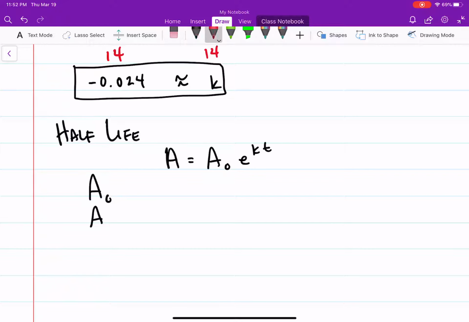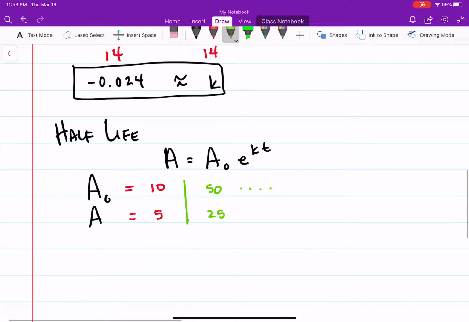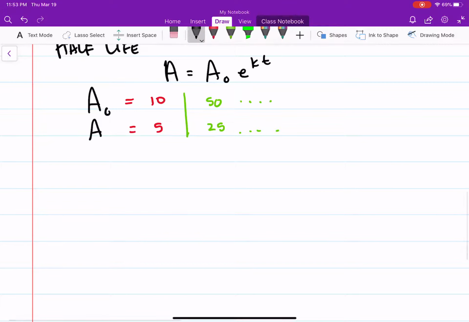If I started off with my initial to be 10, then my final would be 5 because it would be half. If I start with 50, then my final would be 25. Does that make sense? And I can just keep on going with these examples. So in other words, whatever I start with initially, my final amount is going to be half of the initial amount. Everybody understand that? So my initial amount is A naught. If it was 10, then at the end, my final amount is going to be just half of that.